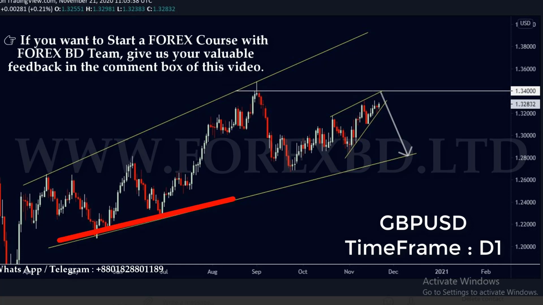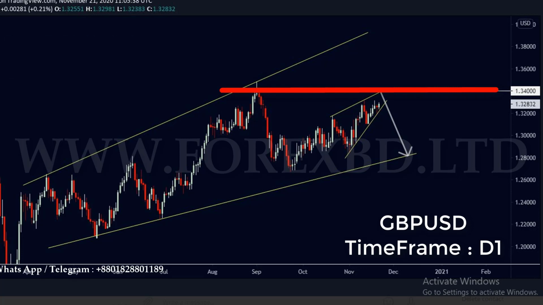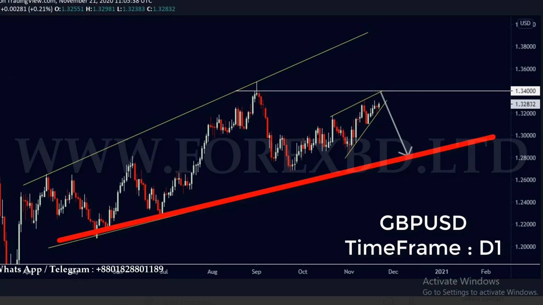And since there is a trend line, it's expected that the market will come up to this level and push up again. I am saying again, it's expected that the market will come to this resistance level and go down again. And the market is likely to come up to this trend line. And if the market breaks this trend line, then the market is likely to go down a lot.